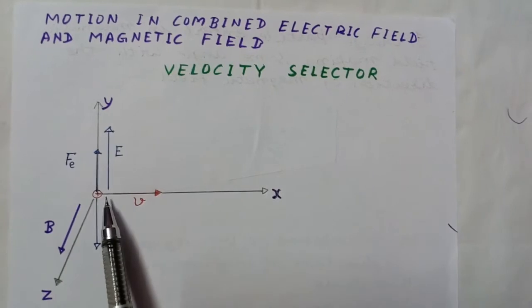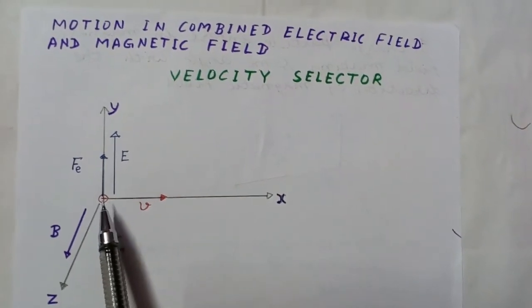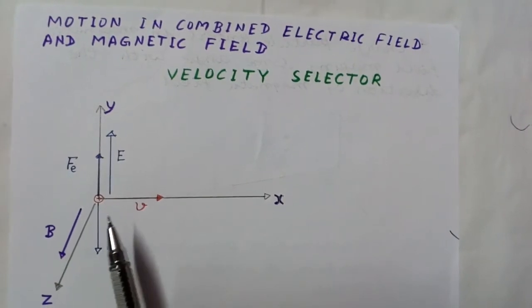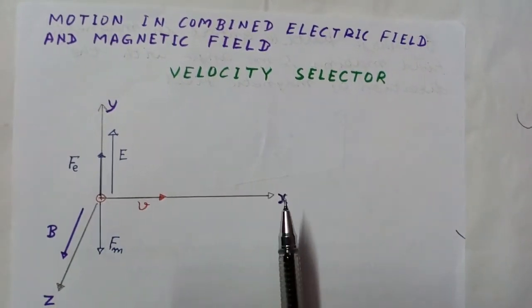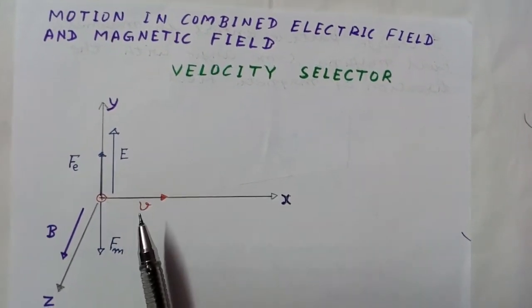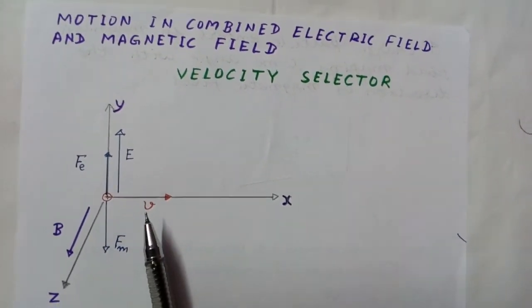Suppose a charged particle whose charge is plus q and mass is small m is moving along the positive x direction of x-axis and its velocity is v.